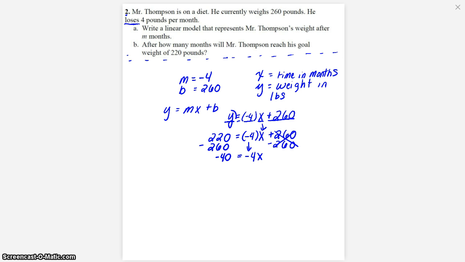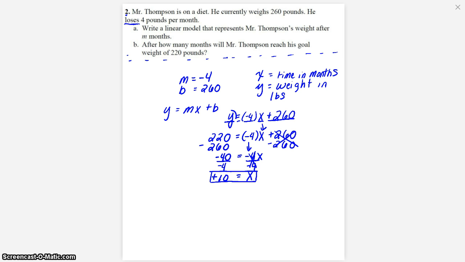-4 times x. And I'm not concerned about the negative because I know my next step, when I divide a negative by a negative, I'm still going to get a positive answer. So if I divide both sides by -4, doing the inverse operation, okay, -40 divided by -4 is positive 10, so is equal to -4 divided by -4 is 1, which cancels out. I just have x is equal to x. So my answer is 10, but what does it mean?